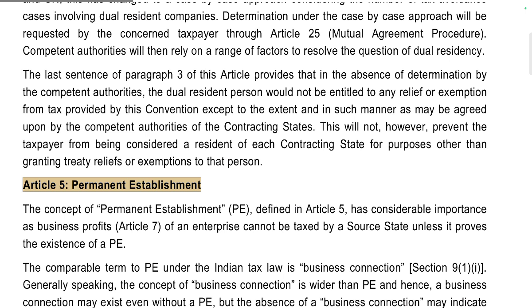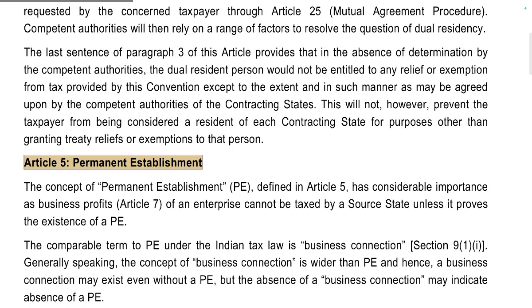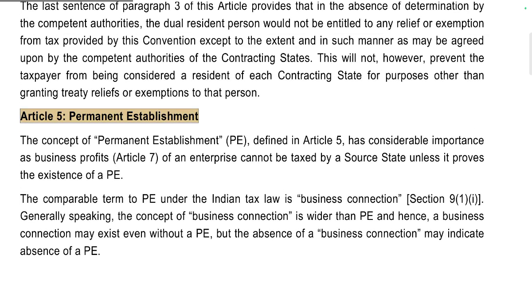The last sentence of paragraph 3 of the article provides that in the absence of determination by the competent authorities, the dual resident person would not be entitled to any relief or exemption from the tax provisions of the convention, except to the extent and in the manner as may be agreed upon by the competent authorities of the contracting states. This will not, however, prevent the taxpayer from being considered a resident of each contracting state for proceedings other than granting treaty reliefs and exemptions.